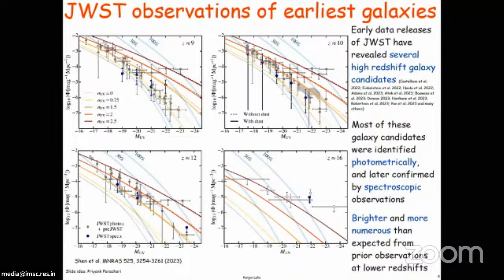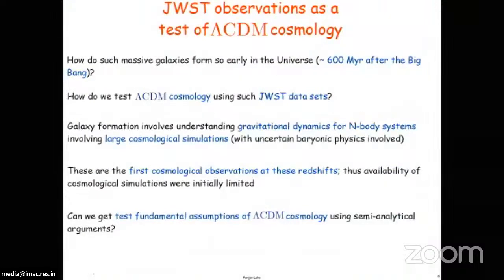All right. So these are some references, some old references. As I said, if you open the archive, all the astronomers have just gone crazy doing these things. Most of the galaxy candidates which were identified photometrically have been confirmed by spectroscopic observations. So the question is, how do these galaxies form so early? How early is this? This is just 600 million years after the Big Bang. This is really, really early. We did not expect galaxy formation to happen so early, as I'll show you in one of the later slides.